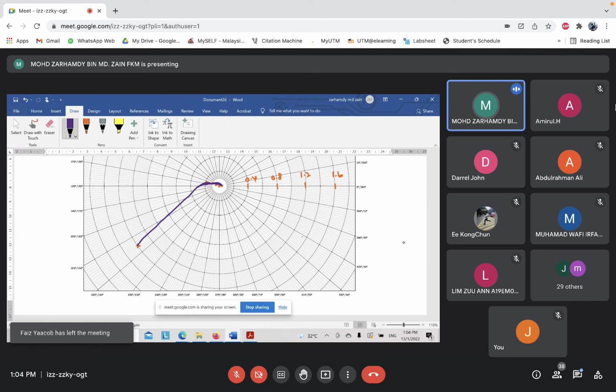So this is number 1.0. Ingat 1.0 dia stable. Still stable because closing in the region 1.0. This is 1.0.